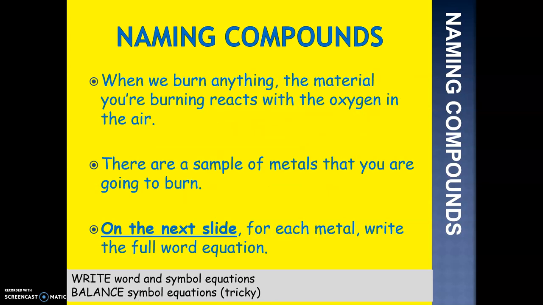Okay, so just going to explain the next task here. When we burn anything, the material you're burning reacts with the oxygen in the air. So there's oxygen around it, that's the fuel that's using it, and it combines with it. So if you burn magnesium, it reacts with the oxygen in the air to form magnesium oxide. So, following the same questions from earlier, on the next slide, for each metal, write the full word equation.